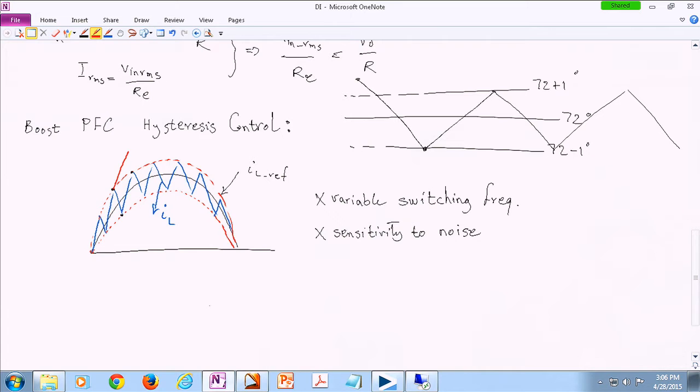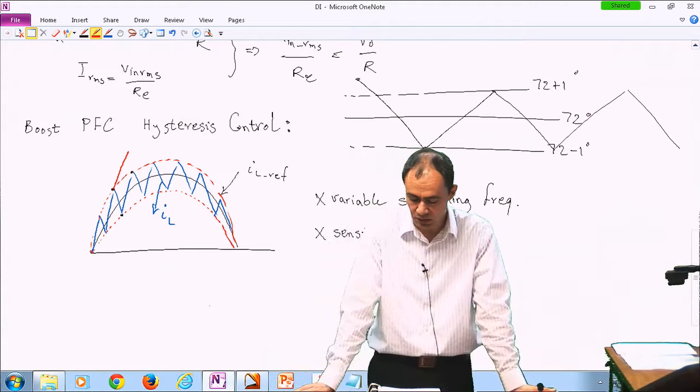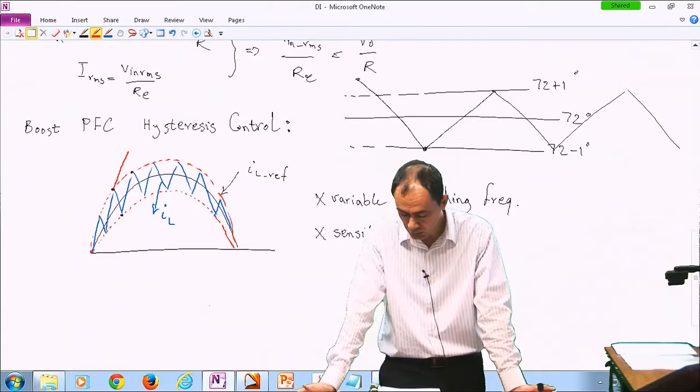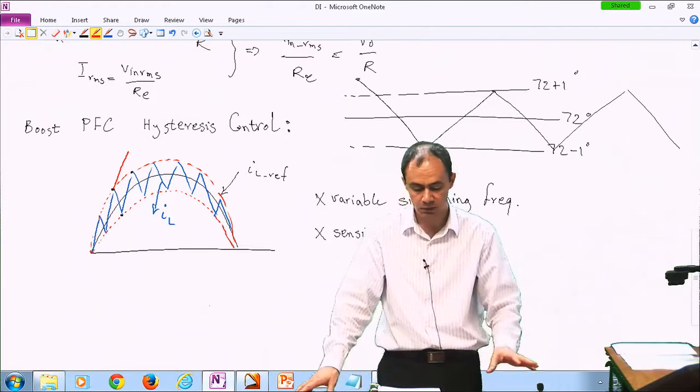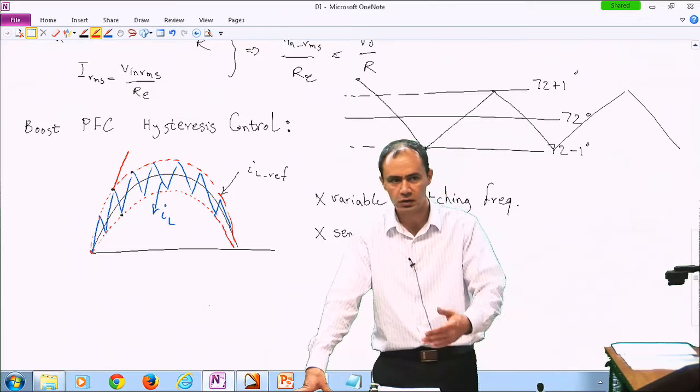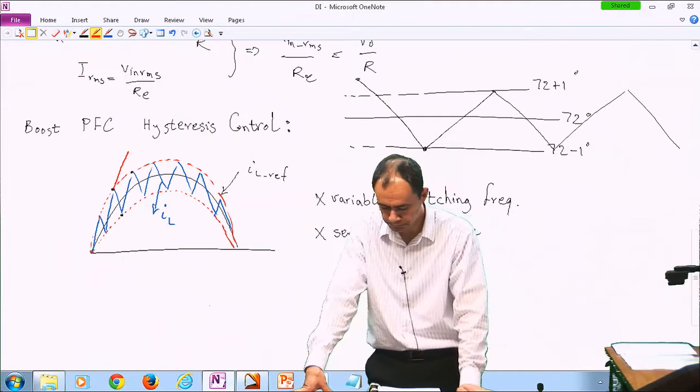There are other topologies that could be used for power factor correction. For instance, the flyback topology is also very popular because not only can you control the harmonics of the current, it also provides isolation, galvanic isolation. So in some applications, galvanic isolation is as important as power factor correction. So you would combine the two functionalities together and you use the flyback topology. I'm not really going to go into the details of the flyback topology. The principles of operation are very, very simple.